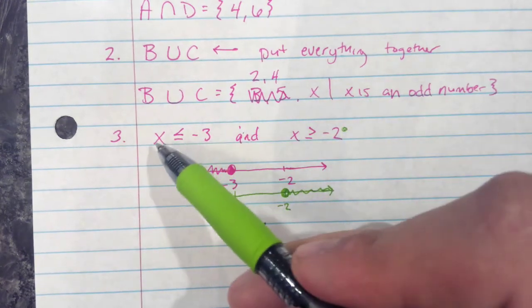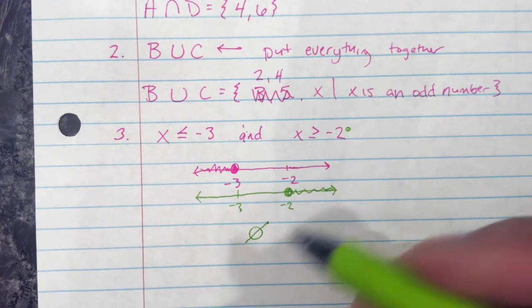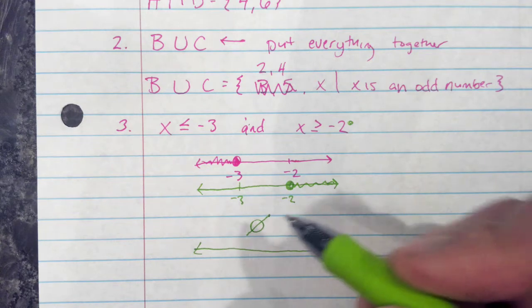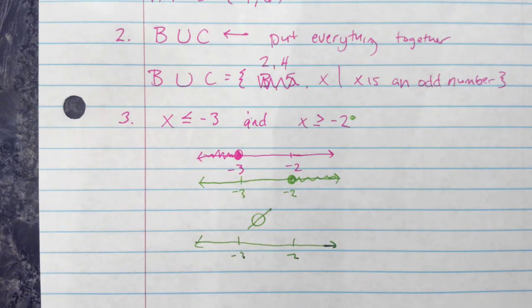There's nowhere where x is less than negative 3 and also at the same time bigger than negative 2. And on a number line, that would just be an empty number line, nothing shaded on that number line. Okay, let's do another one.